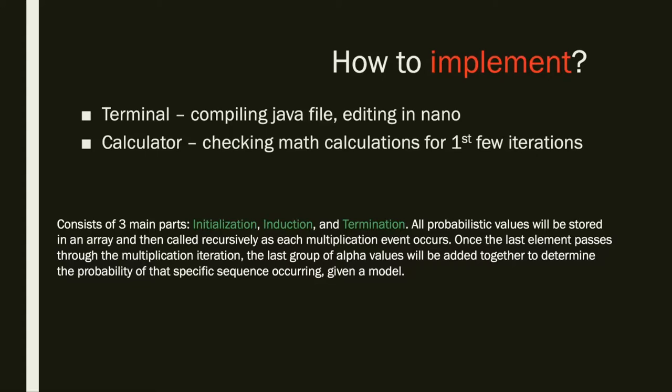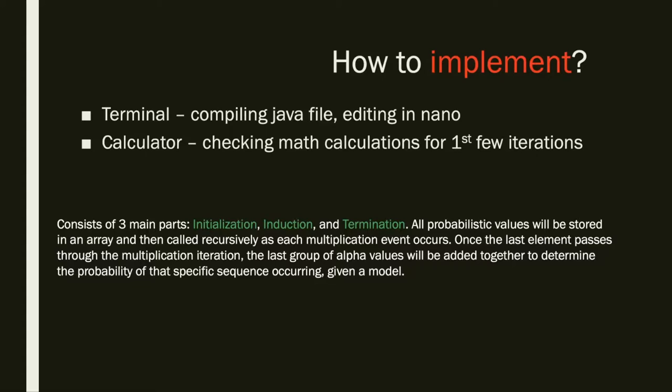And down here I also have an explanation of the three parts. This implementation will consist of three main parts: initialization, induction, and termination. Now, the initialization will include setting up our variables and also creating arrays for us to store the alpha values that we will come up with in each iteration.